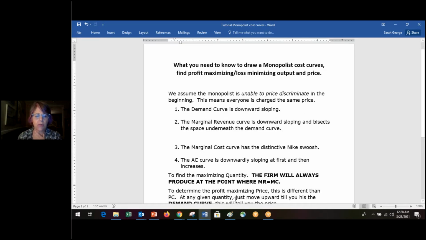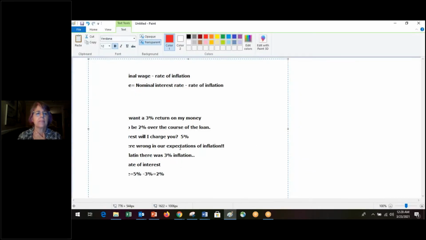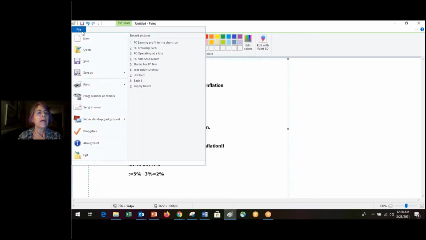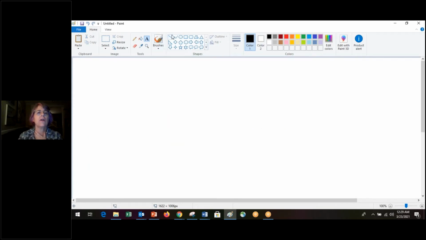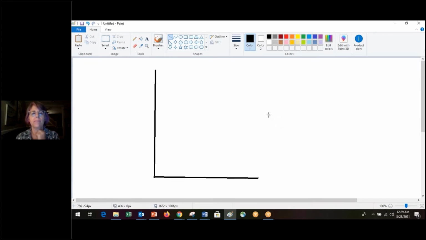Okay, so let's draw some graphs. Oops, that's my last student I had in here. Okay, so when we draw our graphs, always the same start. If you have a Windows program, do yourself a favor and always use this Paint app. I'm so happy I found it. It's so much easier than doing it in Word or Excel.